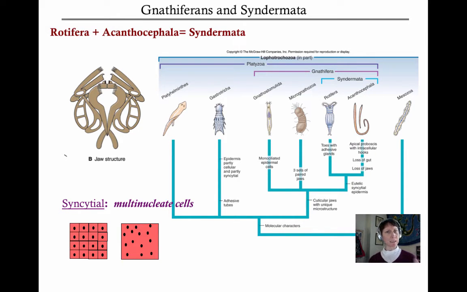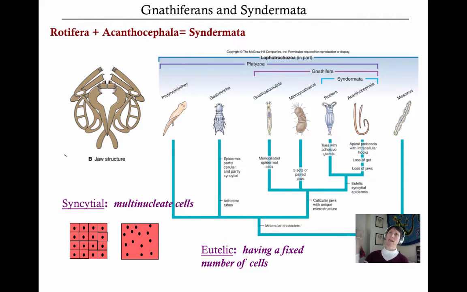So what does eutelic mean? Eutelic means having a fixed number of cells. The members in the Syndermata, the Rotifera and the Acanthocephala, have a fixed number of cells that form this outer layer of their epidermis, and it's multinucleate. Depending on the species, different species have different numbers of cells that are on the outside of their epidermis.